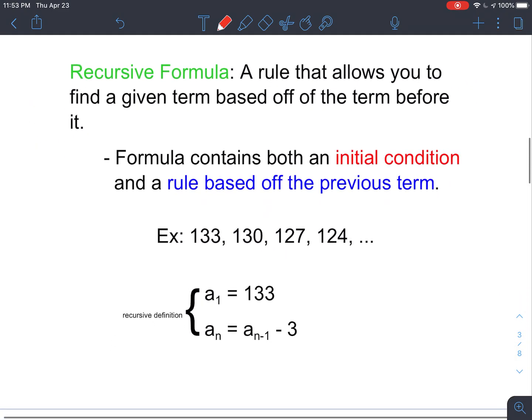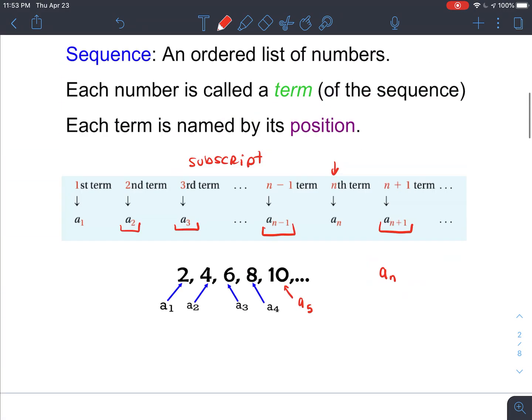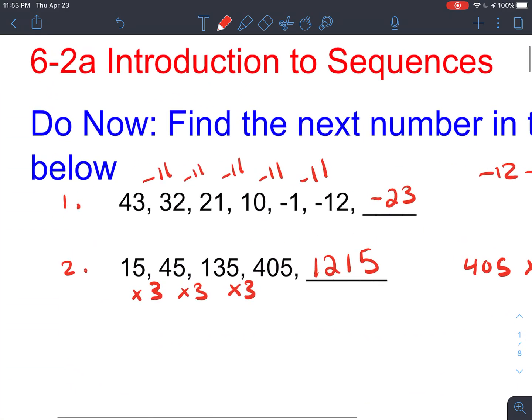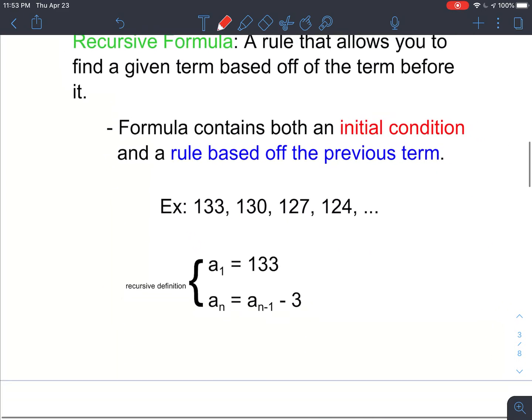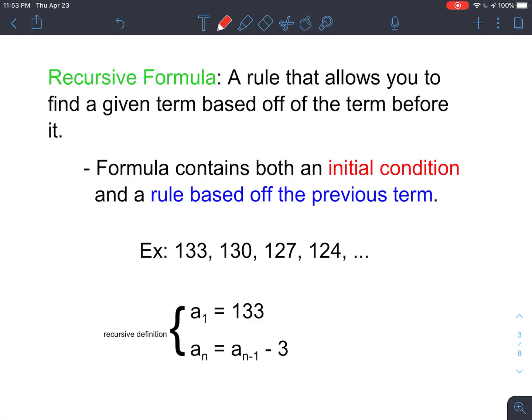So the first way we're going to define these sequences is by something called a recursive formula. Okay, so a recursive formula is basically a rule that allows you to find a given term based off the term before it. Just like we had in the do now, we started with 43. There was no reason to just start with 43. We were just given that. But we were able to find every term after it by subtracting 11. Well, that would be something we would create a recursive formula for.